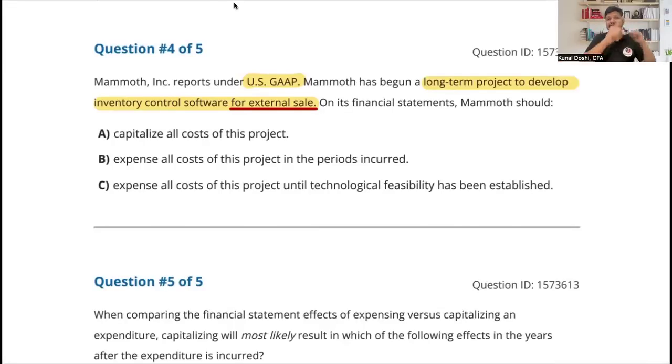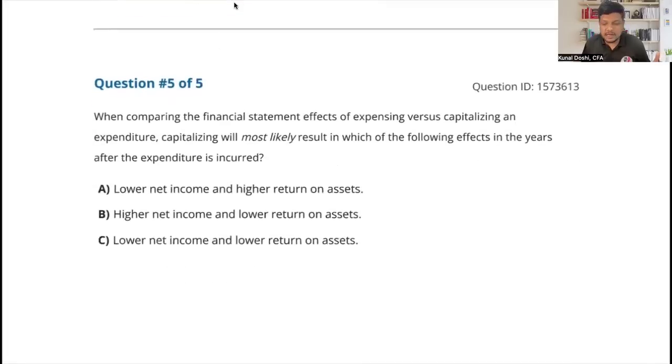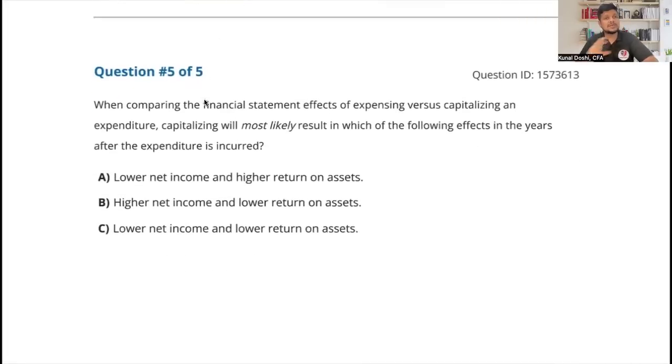For research and development, they had a different treatment. Correct? So on the financial statements, should the company capitalize all, or expense all? It should expense all the costs of the project until technological feasibility is established. Am I correct? Because once it has been established, after that, what do I do? I capitalize. Clear? Understood? This was related to the balance sheet. See, balance sheet and long-lived assets, they mix the questions because it's the same thing.